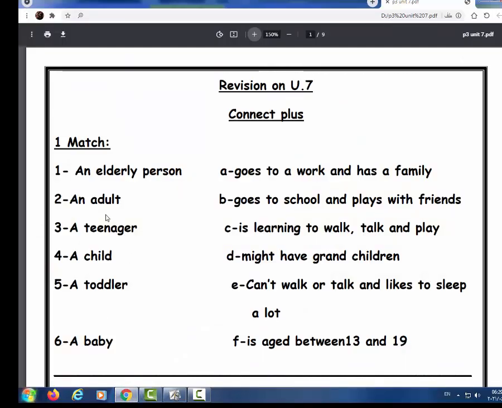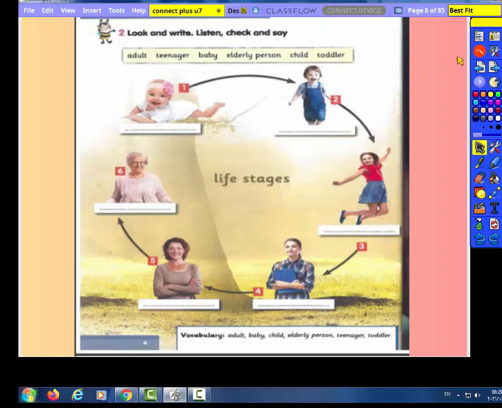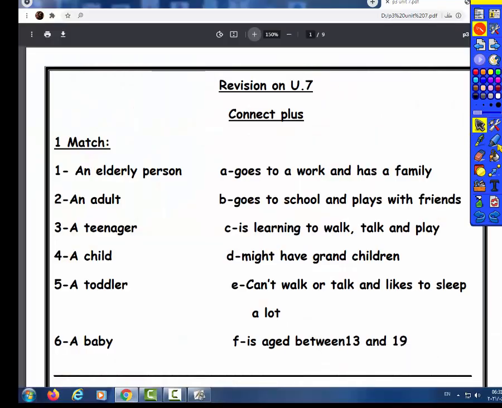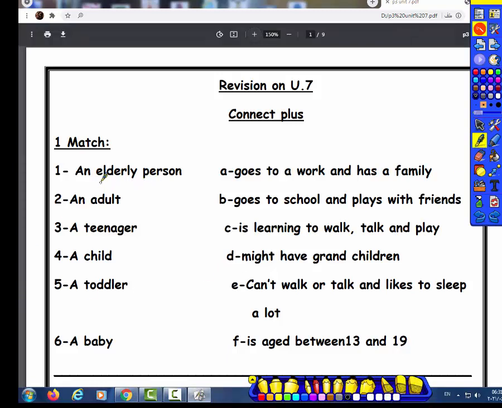So let's answer question number 1. Match. Number 1. An elderly person. An elderly person like your grandpa and grandma might have grandchildren. Yes.